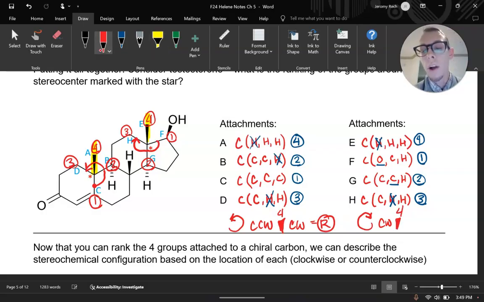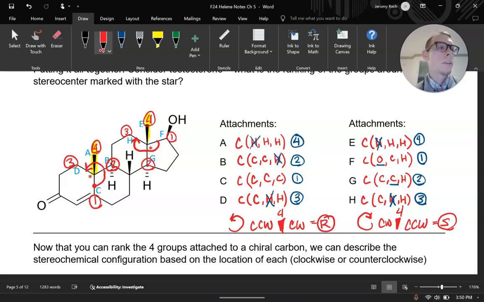So I would need to redraw it to put it in the back. So this is actually counterclockwise and therefore an S configuration. So in this specific example of testosterone, I could describe the chiral center on the left-hand side as an R and then the right-hand side as an S.